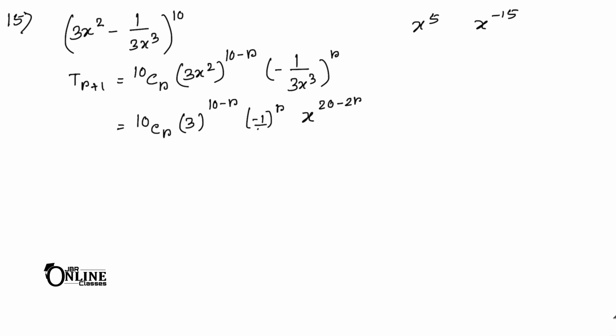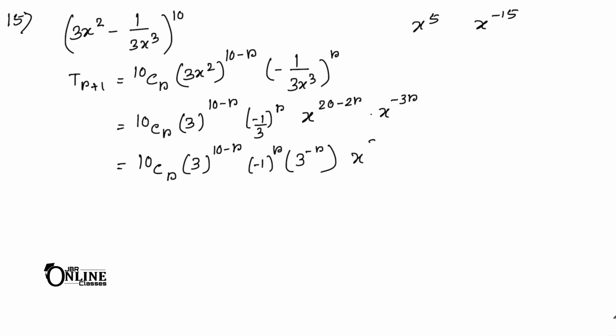Okay, you can write down also here (minus 1 by 3), and that one will be here x to the power minus 3r. So finally you have 10Cr, then here 3 to the power 10 minus r, then you can also write down here (minus 1) to the power r, and here 3 to the power minus r. Okay, and then here x to the power 20 minus 5r.